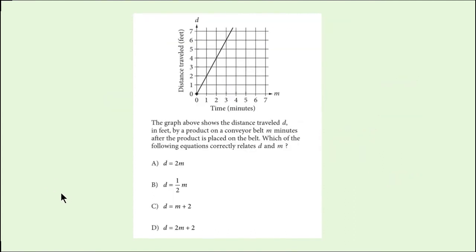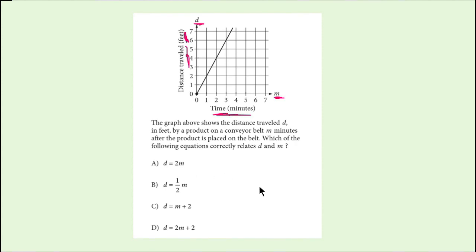Second question. Try to solve this by yourself. Now, the graph above shows the distance traveled d in feet by a product on a conveyor belt m minutes after the product is placed on the belt. So on the x-axis we have m, that is time in minutes, and on the y-axis we have the distance in feet, right? And that's d. Which of the following equations correctly relates d and m?